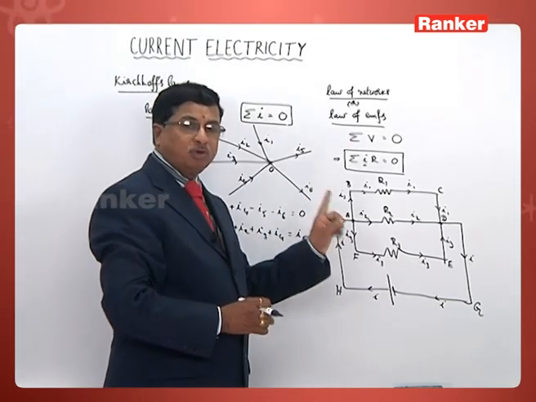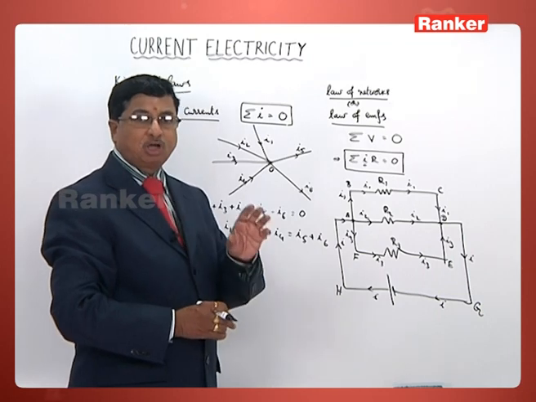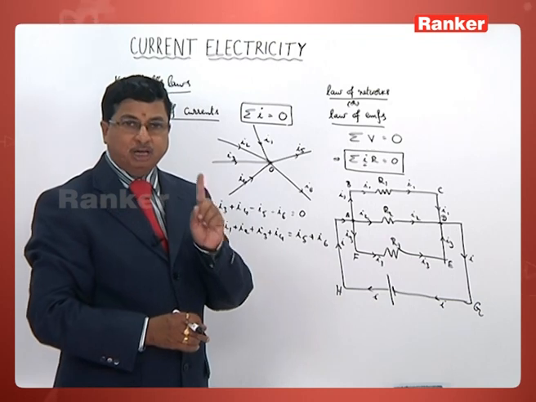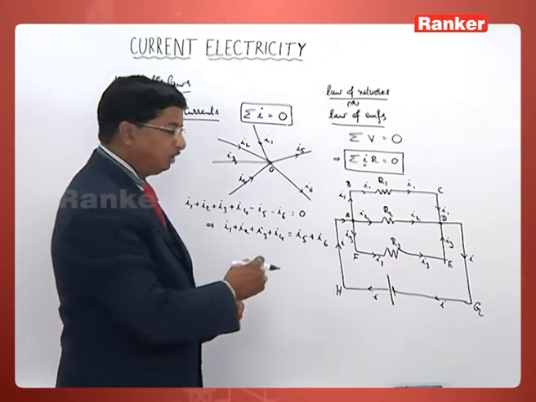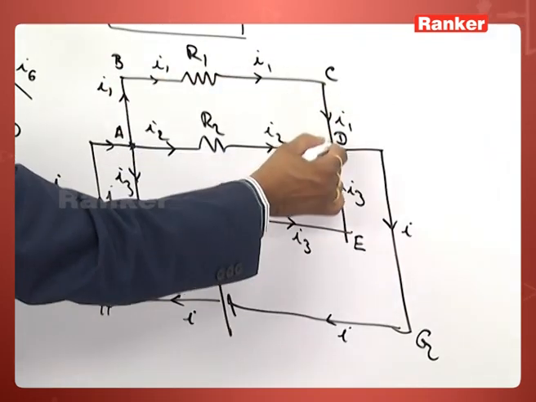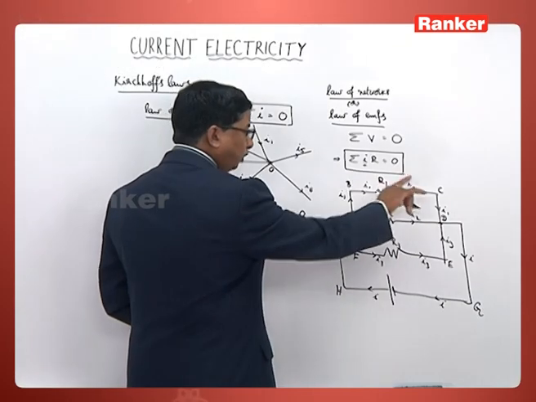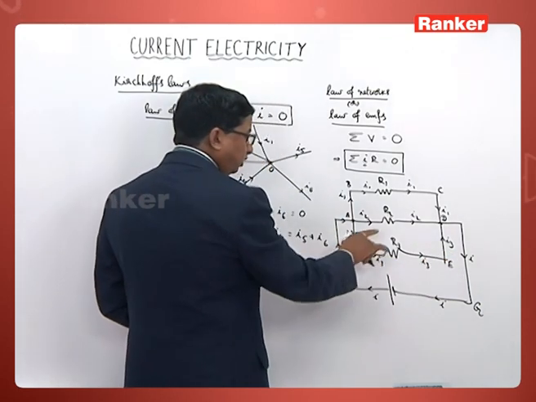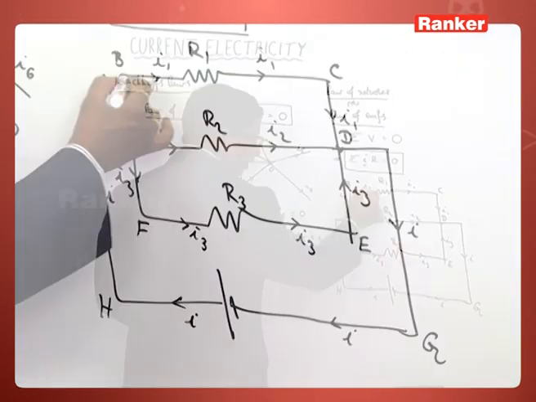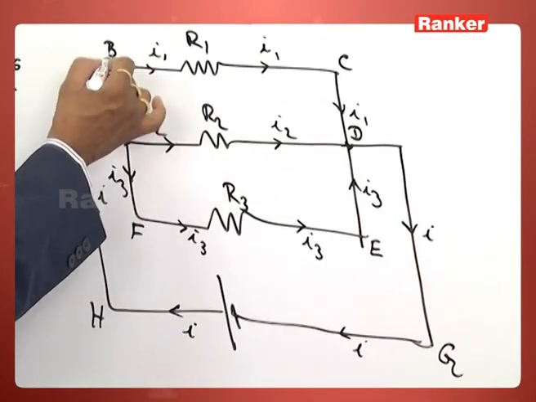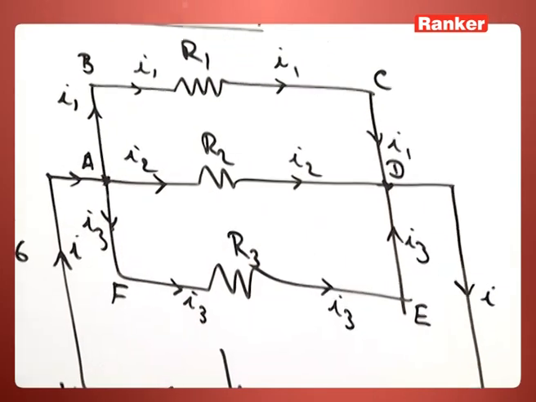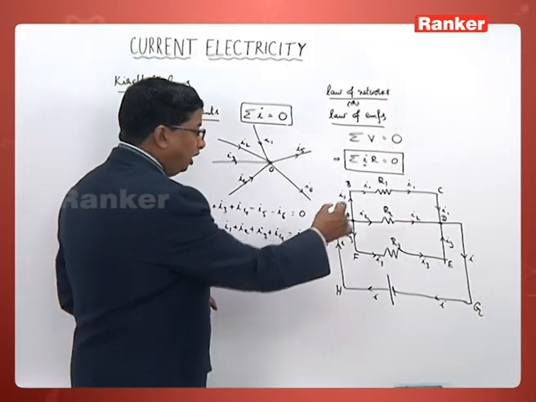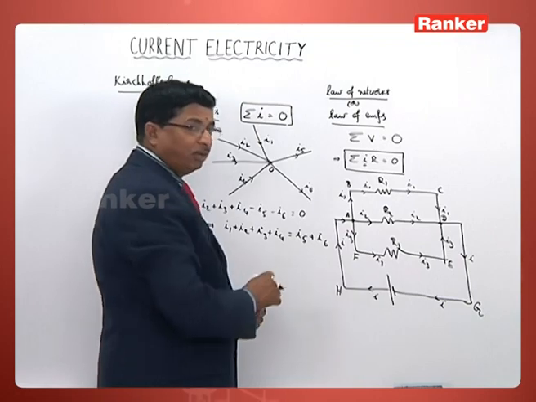Such closed networks, if you count in this circuit, you will find 6 in number. Look at these 6. A, B, C, D, A is one closed network. A, D, E, F, A, the second one. B, C, E, F, B, the third one. These are 3 internal circuits. Let us now check the external part of it also.